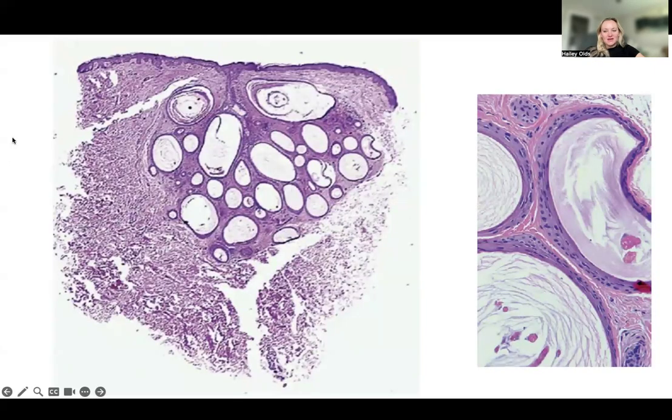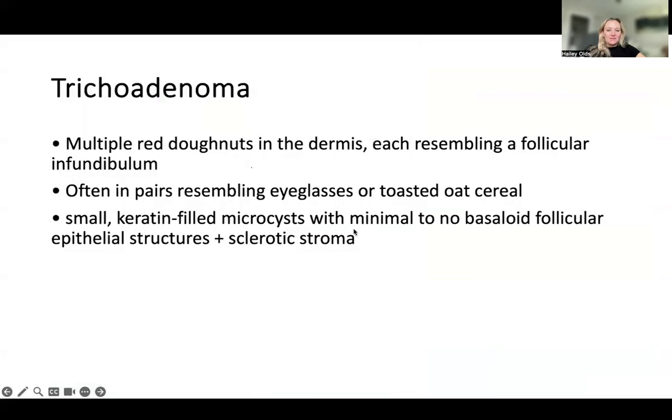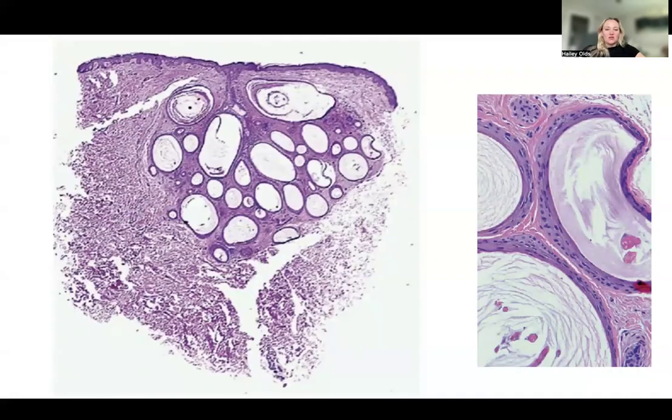Okay, next one. So they call these donuts or Cheerios or different things. It's what I like to think of as dilated primitive hair follicles. Well, maybe not so primitive, but follicles. And so this is trichoadenoma, or some people also say it looks like eyeglasses. So you have small keratin-filled microcysts with minimal to no basaloid follicular epithelial structures, and then you have sclerotic stroma as well. Like you can see here it's pretty sclerotic compared to the surrounding dermis.